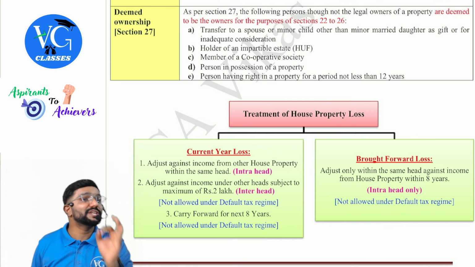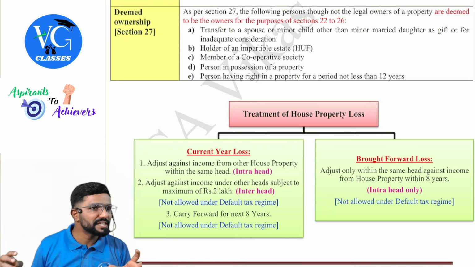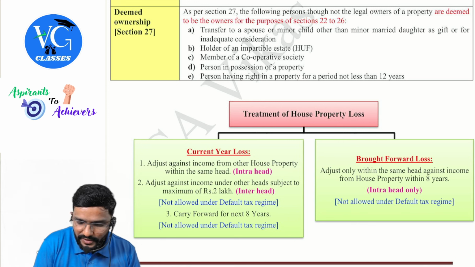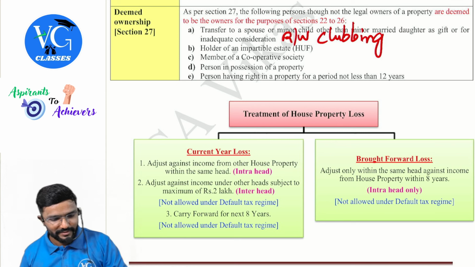Because what is covered here is only house property. If it is any other property, clubbing will get attracted under section 64. Okay, sir. So you can just mention refer clubbing. Clubbing means not the clubbing you are thinking about.